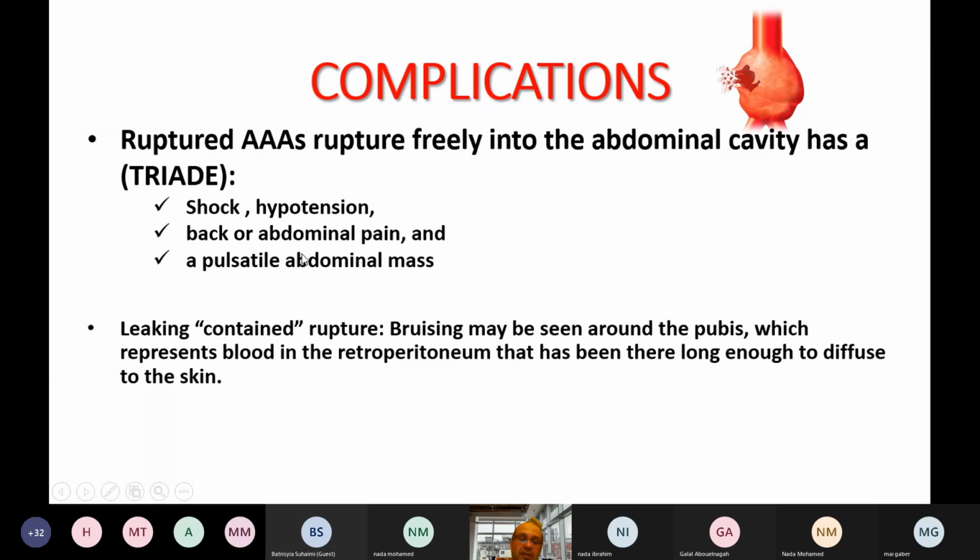But fortunately, the scenario is not always like this. Sometimes we have what is called a leaking rupture. The rupture will not be in the anterior part or the abdominal part, but will result from some erosion or some defect in the wall of the aneurysm in the posterior part. So the bleeding will be in the retroperitoneal area. The retroperitoneal area is a confined space, so the hematoma will compress this rent and sometimes helps you to save your patient.